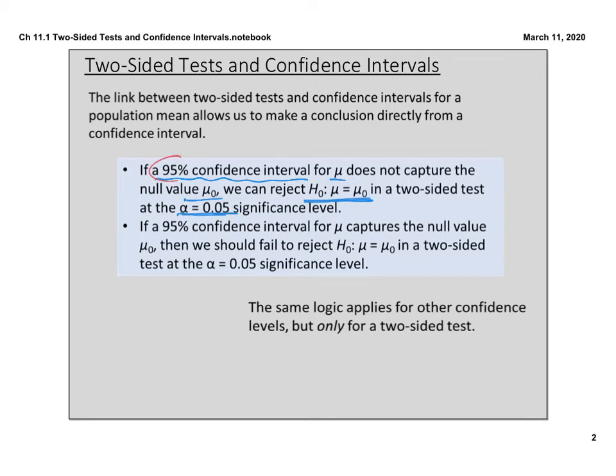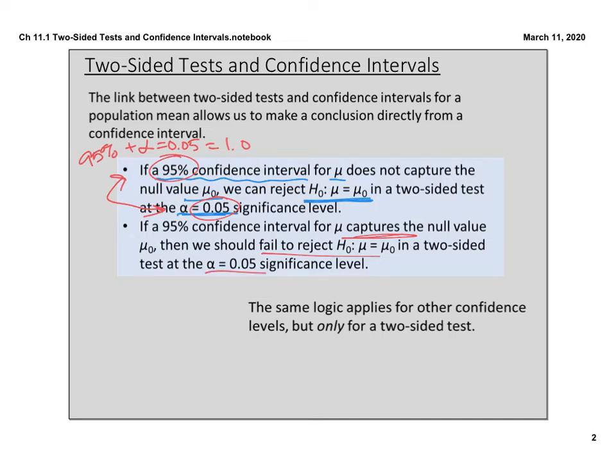If you take a look at that 95% and that 0.05, you should see how those two are related to each other. Your 95% confidence level plus your alpha level of 0.05 is equal to 100%, or 1.0. So that's how those two can be related. If the 95% confidence interval for mu does capture the null value, then we should fail to reject. This is for a two-sided test at the 0.05 significance level.